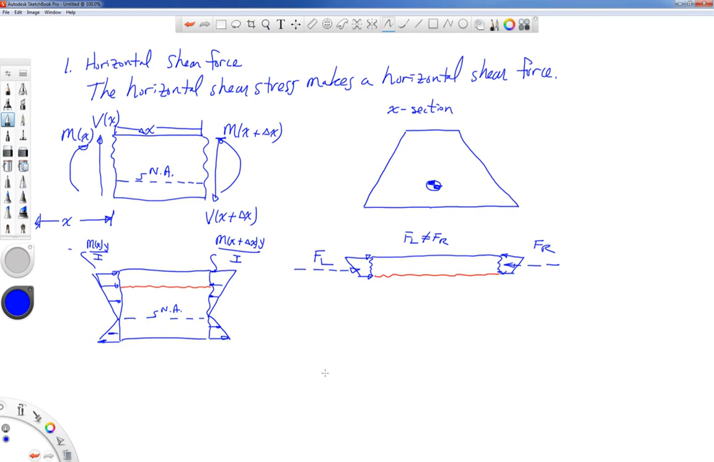So in order to keep this in equilibrium, I'm going to have to throw something else in here. I'm going to have another force that acts on this section of free body diagram, which I am going to call delta H. Now if I do the summation of forces in the x direction, I'm going to have F_L minus F_R plus delta H equal to 0. If I solve for delta H, that horizontal force is going to be the force on the right minus the force on the left.